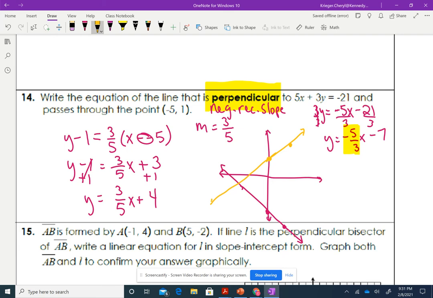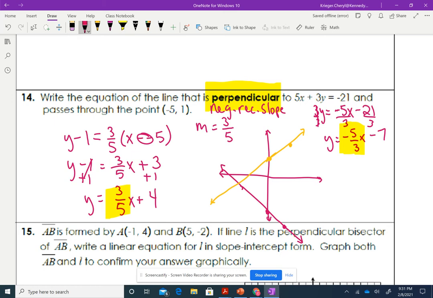Right, so do those look like perpendicular lines? Well, kind of, from my not very good graphing, rough sketch, but yes. Are they negative reciprocal slopes? 3/5, negative 5/3? Yes, so those are perpendicular.